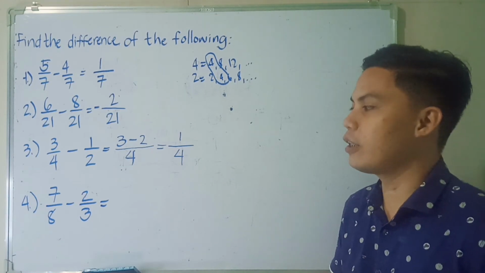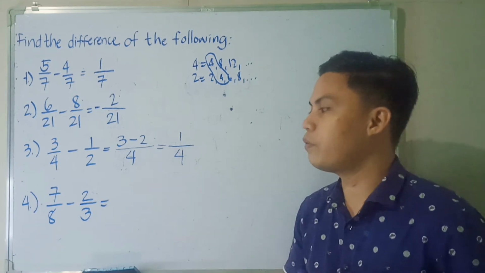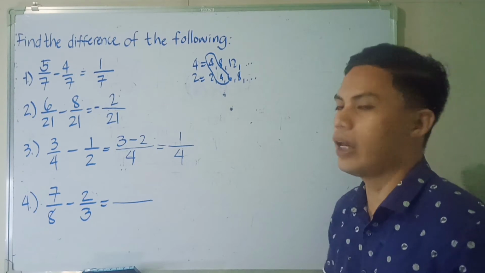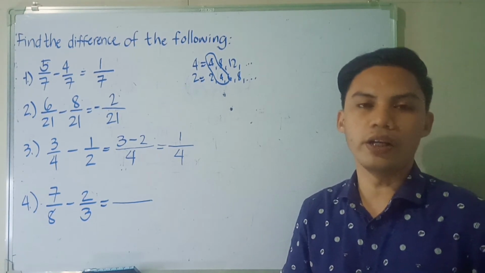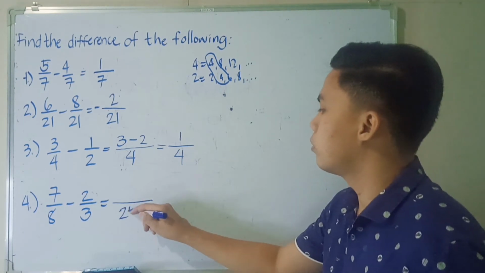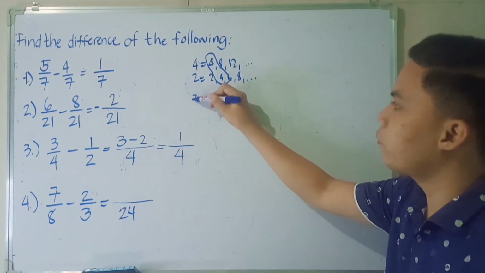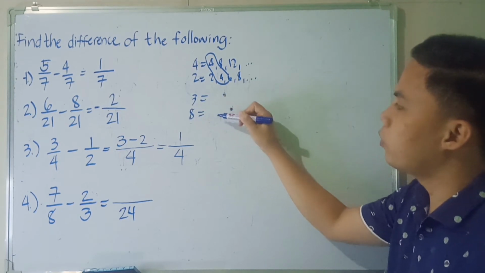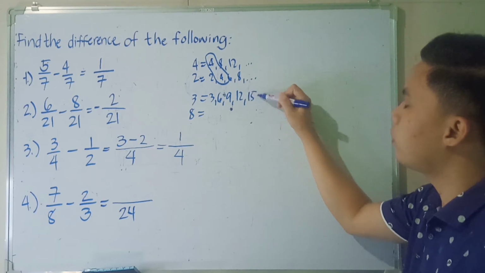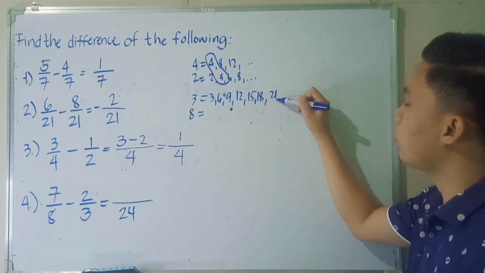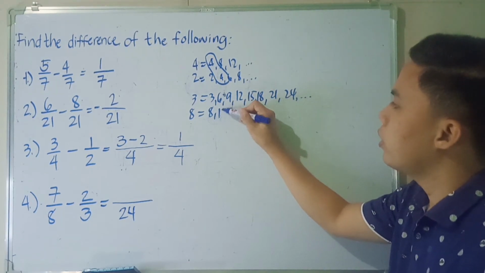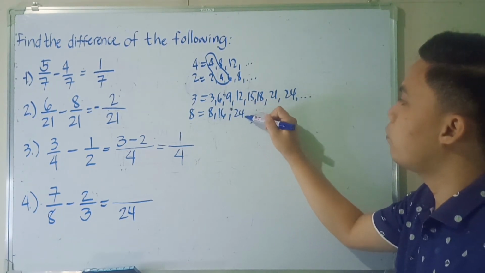Okay, how about the last item? We have 7 over 8 minus 2/3. So, what is the LCD of 8 and 3? Okay, their LCD would be equal to 24. Okay, why 24? Again, if we're going to list down all their multiples, we have 3, 6, 9, 12, 15, 18, 21, 24, and so on. For 8, we have 8, 16, 24.